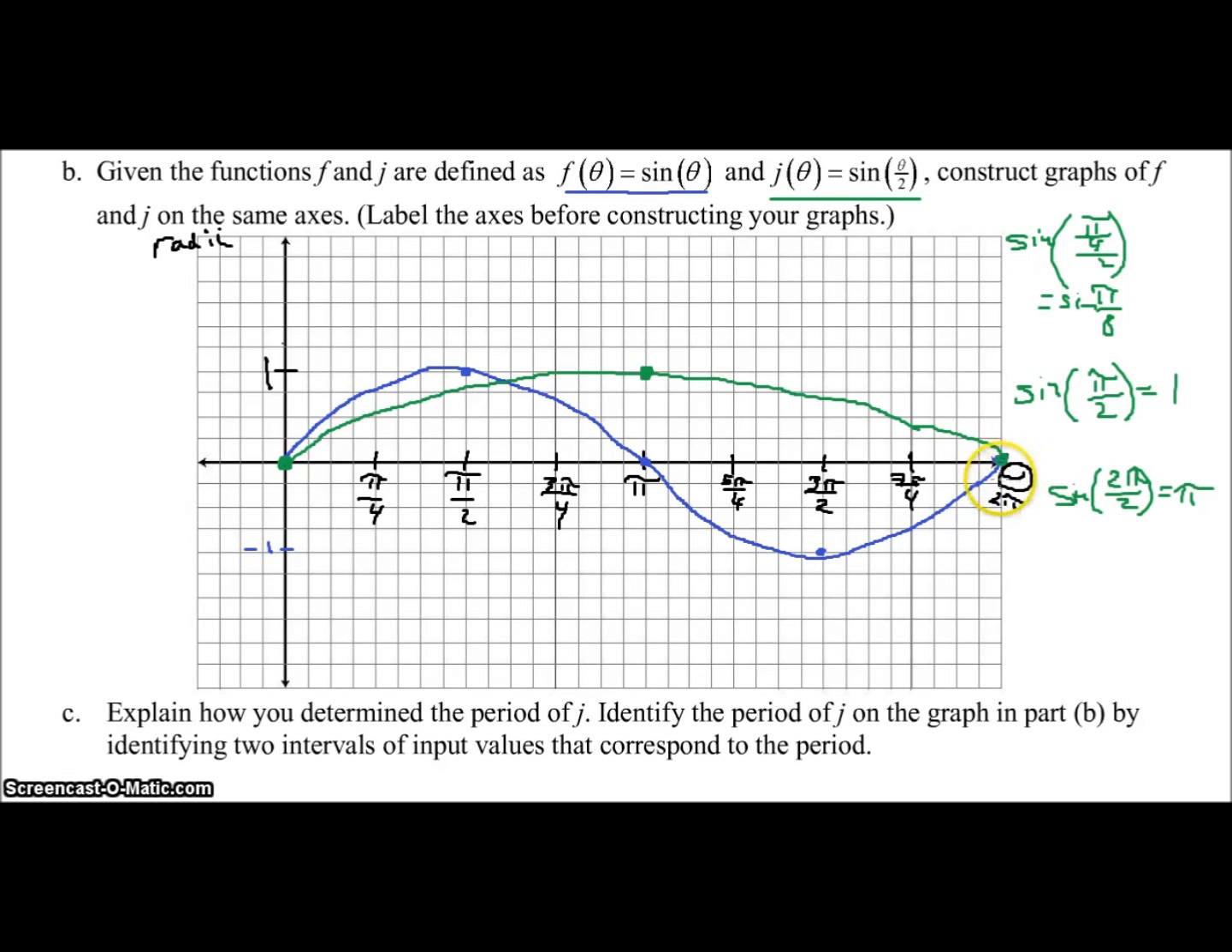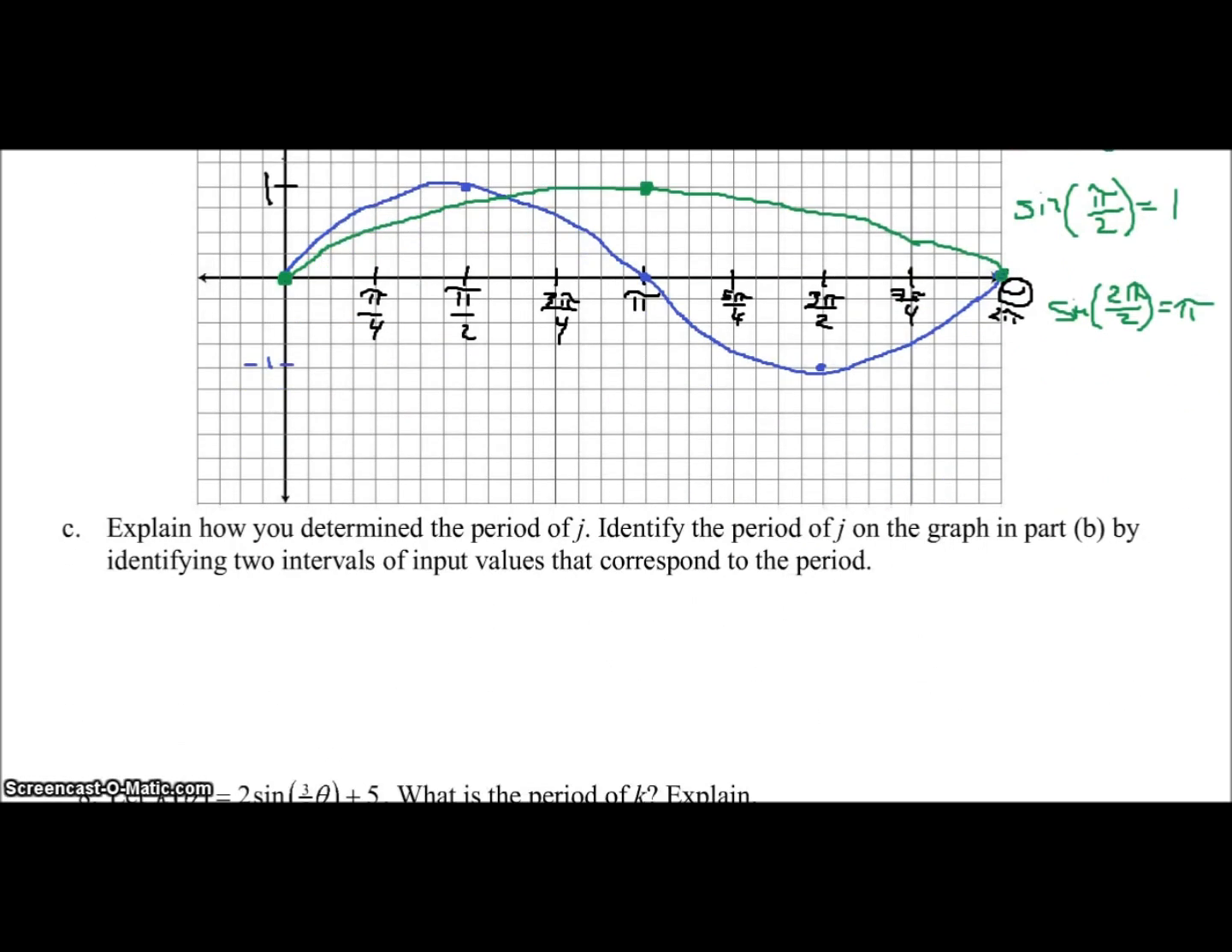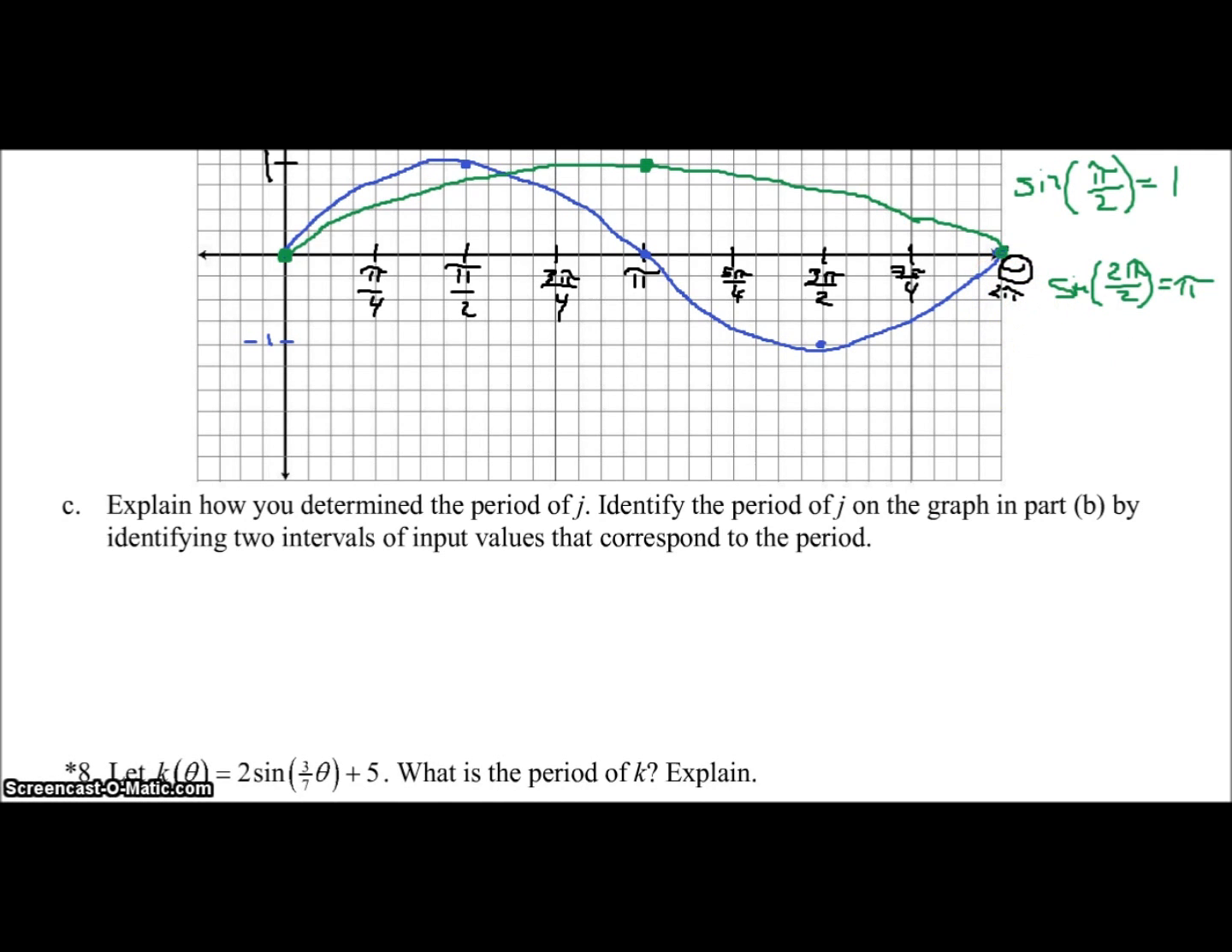So I think I just explained how I determined the period of j, and I can't really identify the period of j on the graph. I don't think so, because I don't have the full graph of j. But maybe you guys have some better graphs of this. Make the scale smaller. So this should be like pi over 2 right here, pi, 3 pi over 2, 2 pi. If we did that, we'd get a better picture. So that 4 pi was the last one.